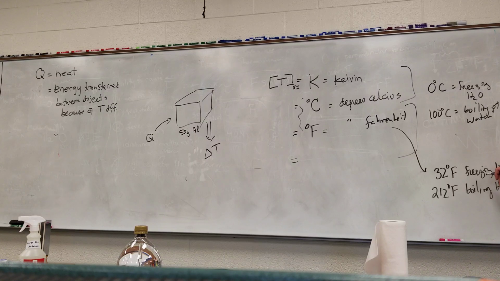But 32 and 212? What's going on there? How on earth did he come up with that? Anyone know?